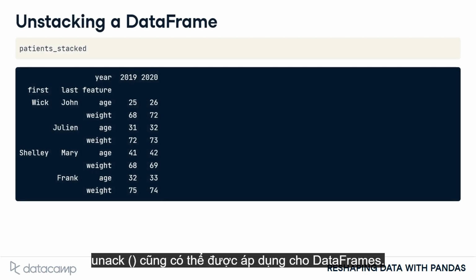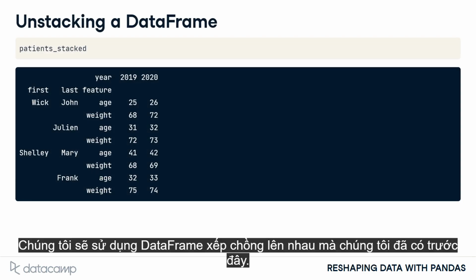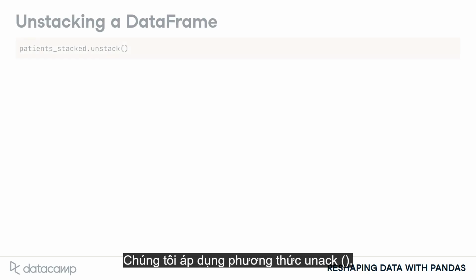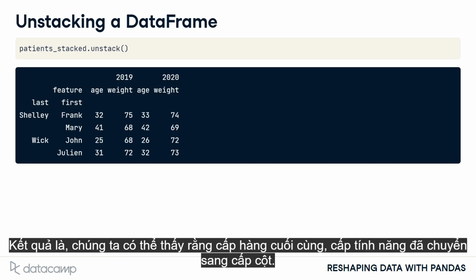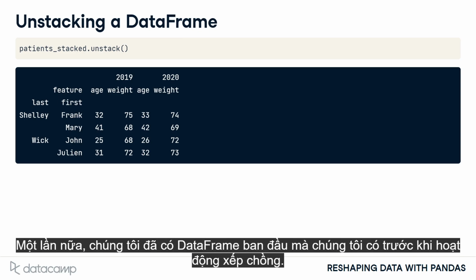Unstack can also be applied to data frames. We'll use the stack data frame we got previously. We apply the unstack method. As a result, we can see that the last row level, the feature level, has moved to the column level. Again, we got the original data frame we had before the stacking operation.